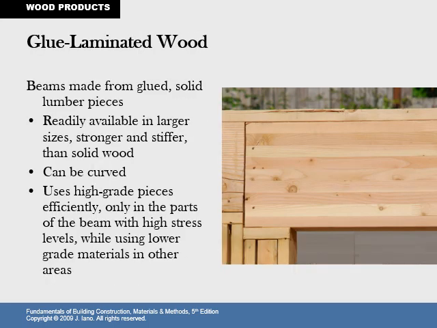The most typical of these is glue laminated wood, and you've undoubtedly seen this particular kind of wood. You see a whole stack that's been glued and bonded together. These beams are made from glued solid lumber pieces. They're readily available in larger sizes, stronger and stiffer than solid wood. This is a key aspect for the types of housing that is now popular, which is the open space plan. So you get a nice beam made out of this glue laminated wood, which takes care of the structural integrity of many smaller pieces of wood columns.